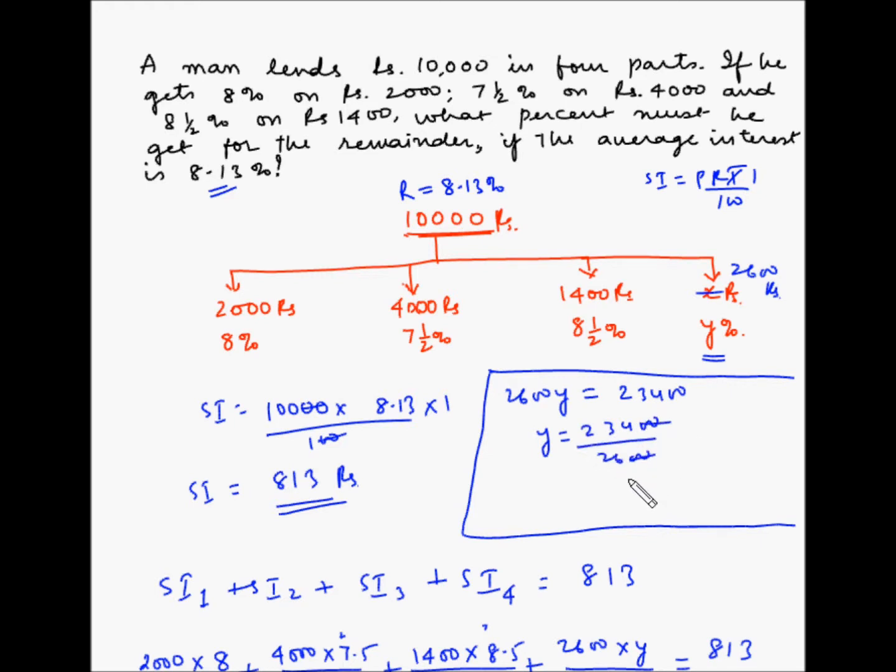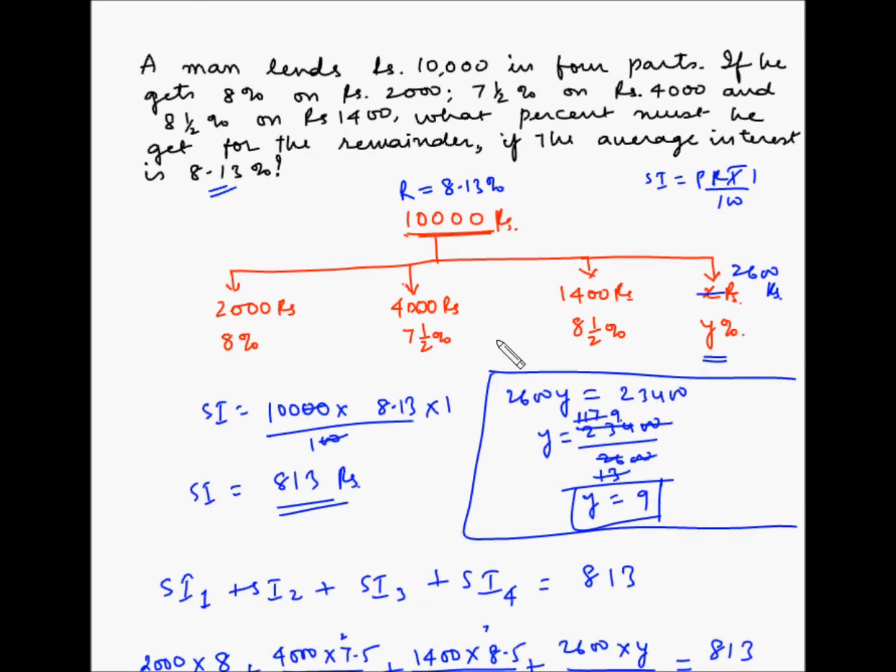These two zeros get cancelled. Both are divisible by 2. So this becomes 13 and this becomes 1. Then 2 1s are 2 again. 1 carry over. 2 7s are 14. And 13 9s are 117. So y is equal to 9. So the question was, what percent must he get for the remainder? So the answer is 9% per annum.